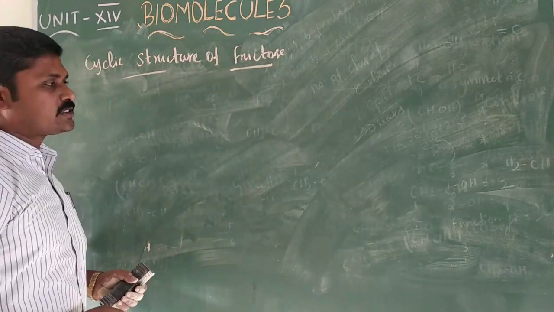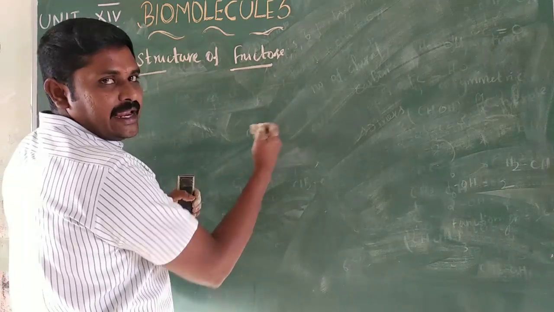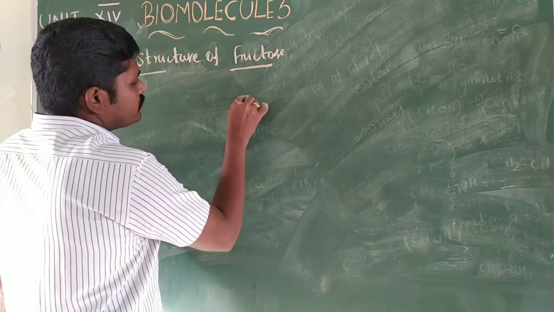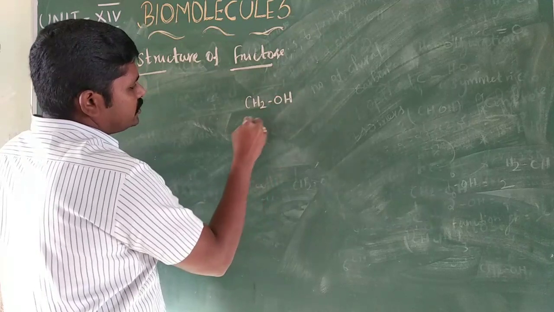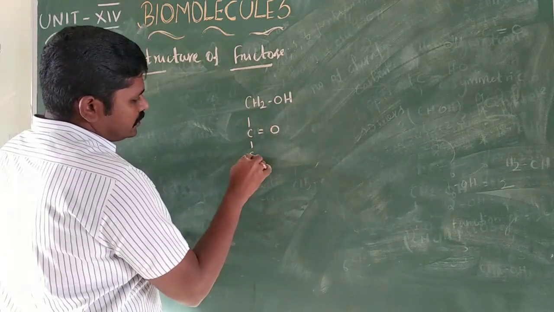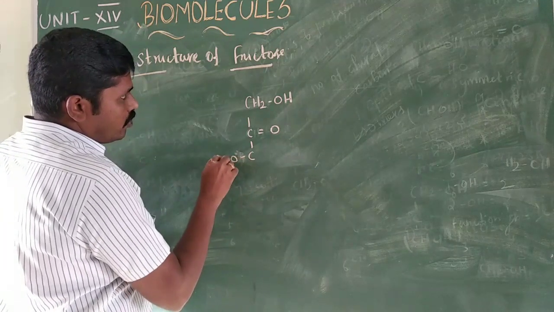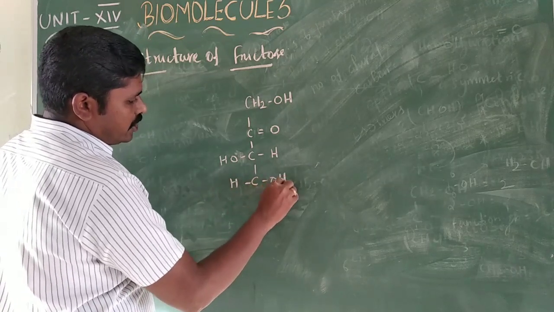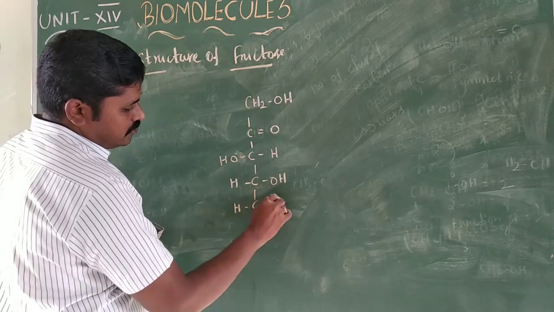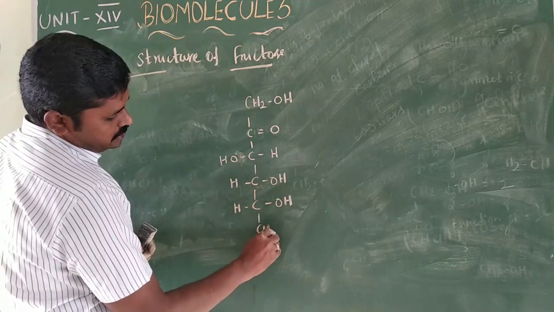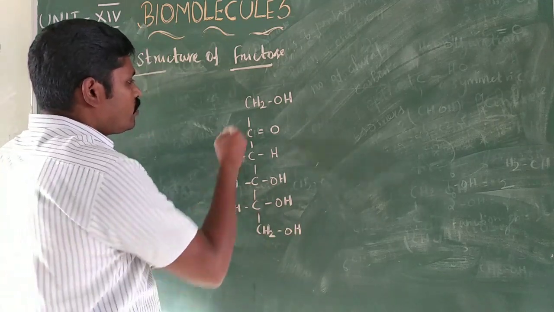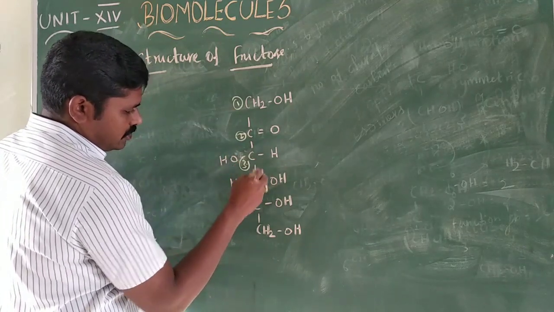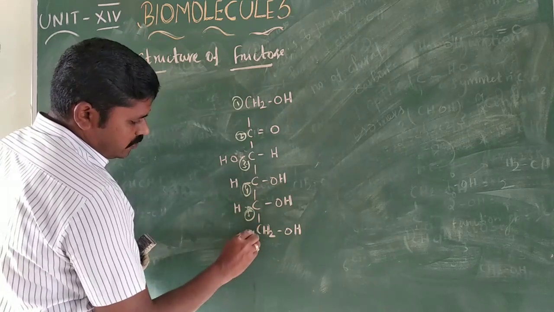The cyclic structure of fructose. In the acyclic or open chain Fischer projection structure: CH2OH, C double bond O, C, OH, H, CH, OH, CH, OH, CH2OH. Okay, so carbons 1, 2, 3, 4, 5 and 6.